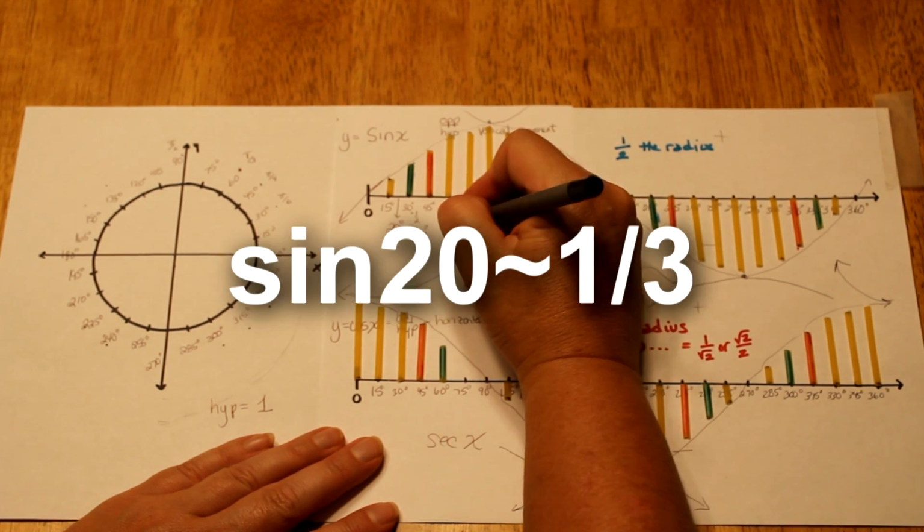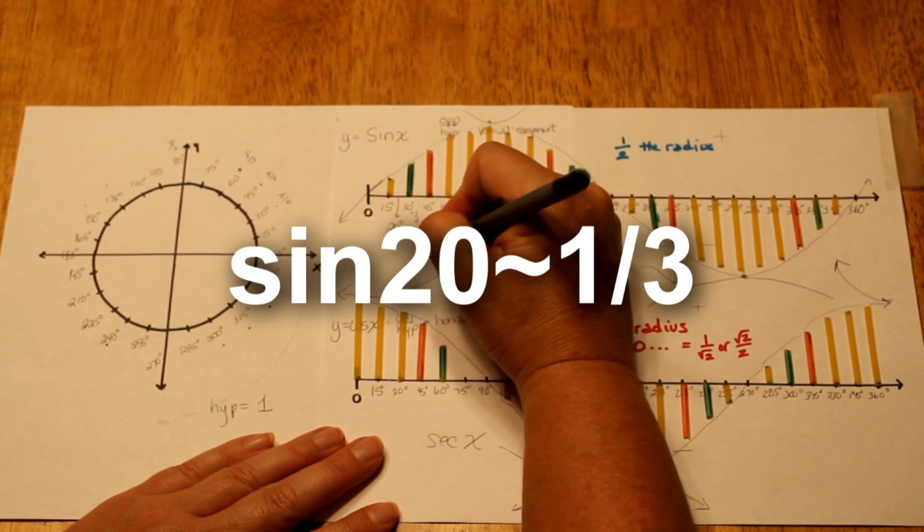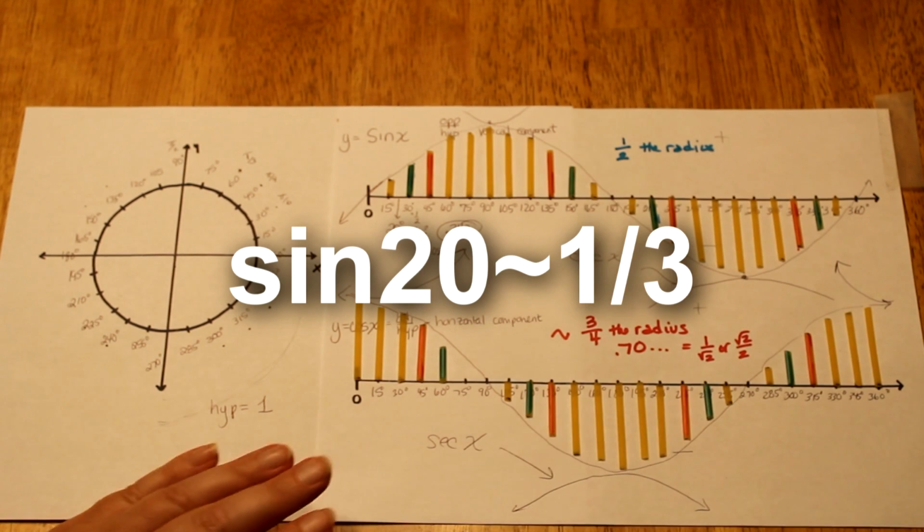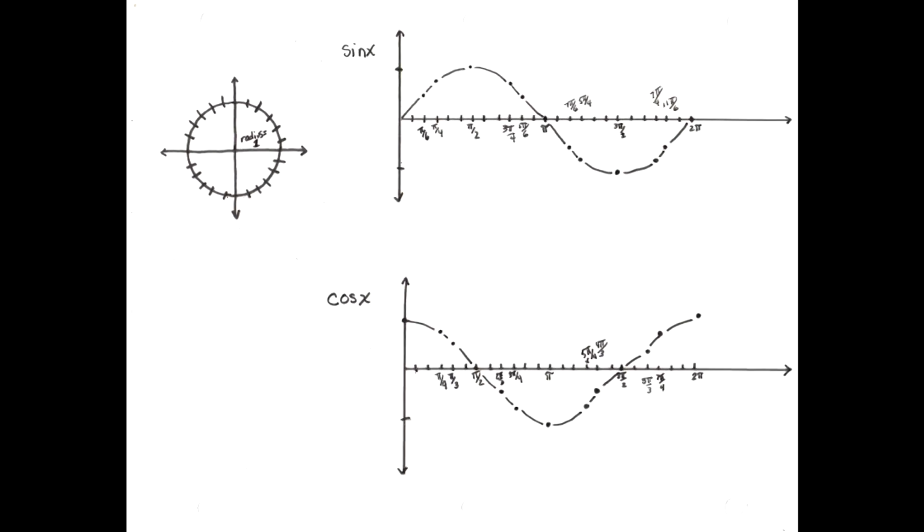So I'd say 20 degrees is about 1/3. And it turns out about 0.33 is a really close estimation. It turns out to be about 0.34. So you can estimate that.